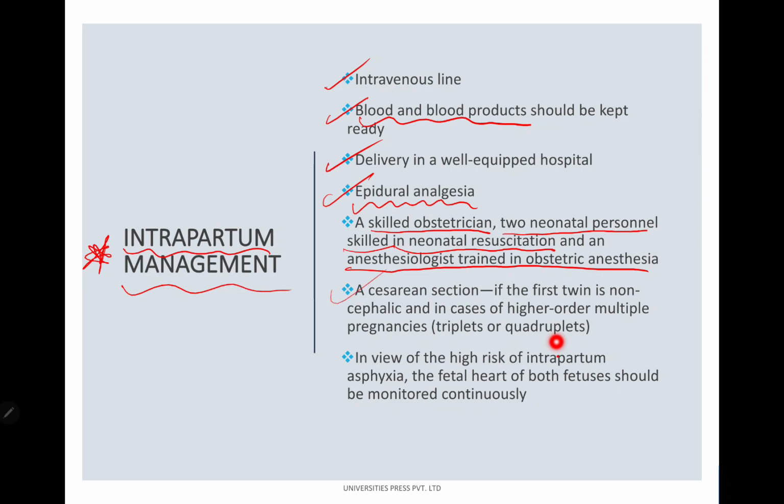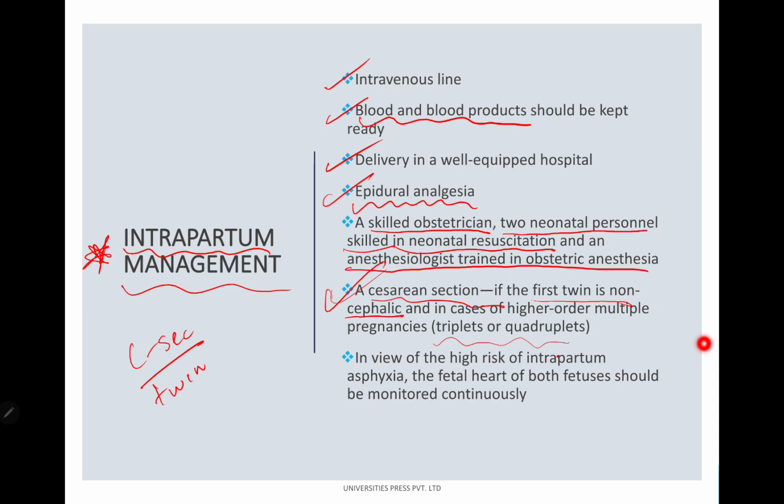When will you do a cesarean section in case of a twin pregnancy? If the first twin is going to be non-cephalic. And in cases of higher order multiple pregnancies like triplets or quadruplets, you have to go for C-section. Definitely triplets, quadruplets, all that you need to go for C-section.